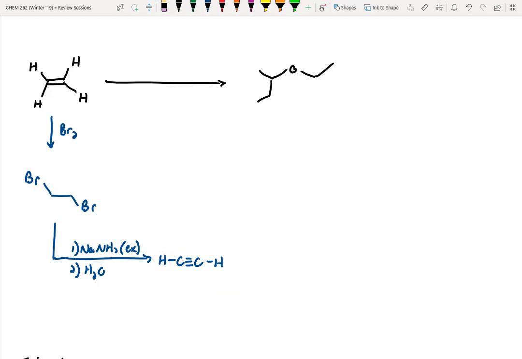But we've actually done this in our other problems, where we deprotonated the alkyne, and then we treated it with ethyl bromide. We did that in our first problem, right? And our second problem. So this is kind of bringing them all back together.